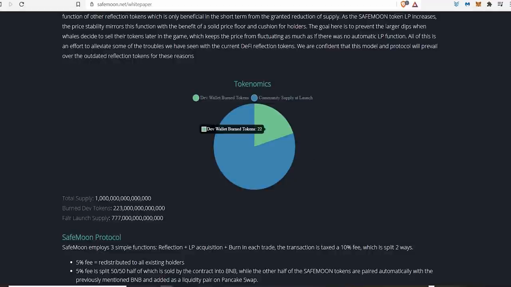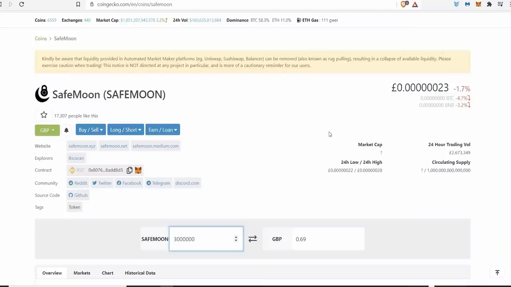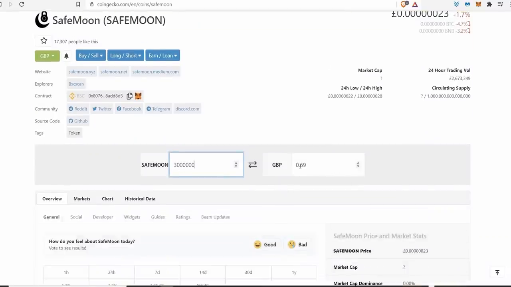Because you best believe, as the coins burn, your supply rises, and the price rises with it too. So the coins that you're receiving, like I said, this 3 million tokens, which is sitting at 69 pence now, could go to £6 or 60 quid. It could be worth a lot more as time goes on. So this is something to really pay attention to.